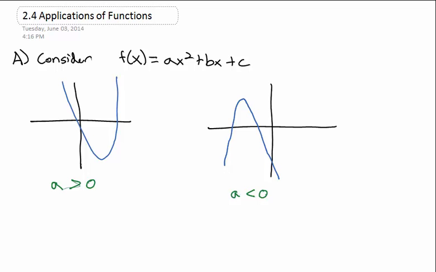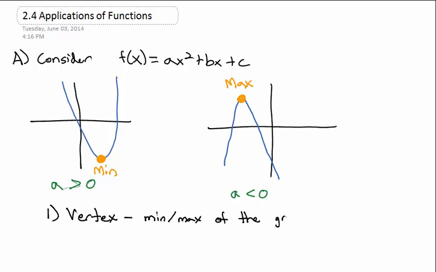What we're going to be specifically interested in today, though, is this point down at the bottom or at the top of the graph. Because what you should notice is that the top of the graph is the maximum, or highest point, and the bottom of the graph is the minimum, or lowest point. That point we call the vertex, which is either the min or the max, depending on the direction of the graph.